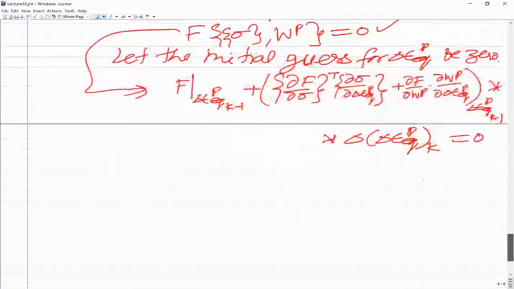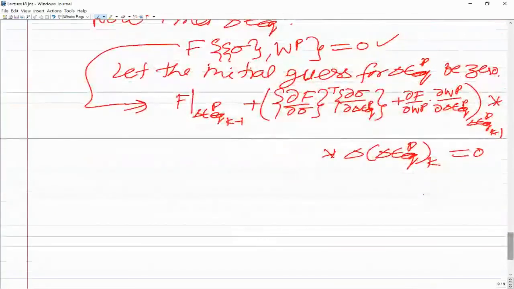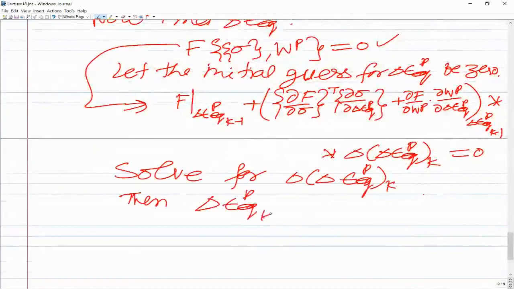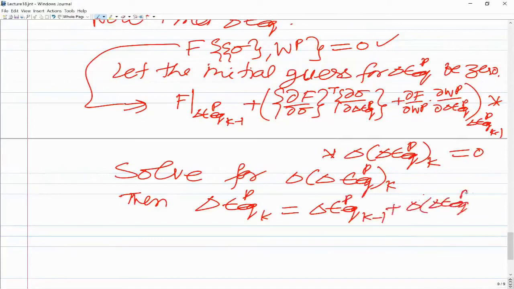So from this equation you will be able to solve for delta of delta epsilon equivalent P, for the kth iteration, and then update. Write delta epsilon equivalent P for the kth iteration is equal to delta epsilon equivalent P for the k minus 1th iteration plus delta of delta epsilon equivalent P for the kth iteration.